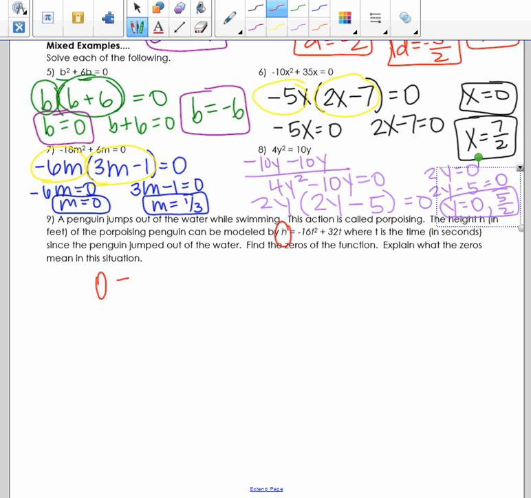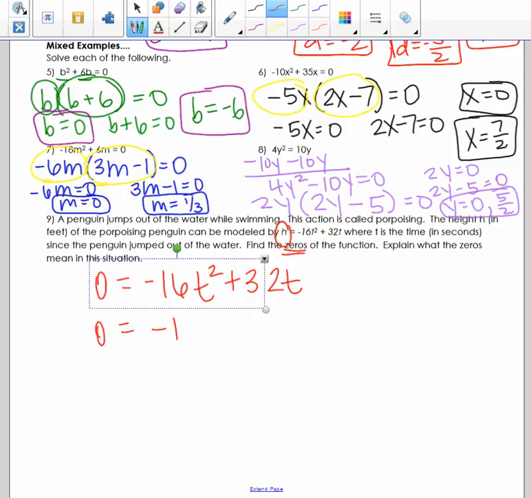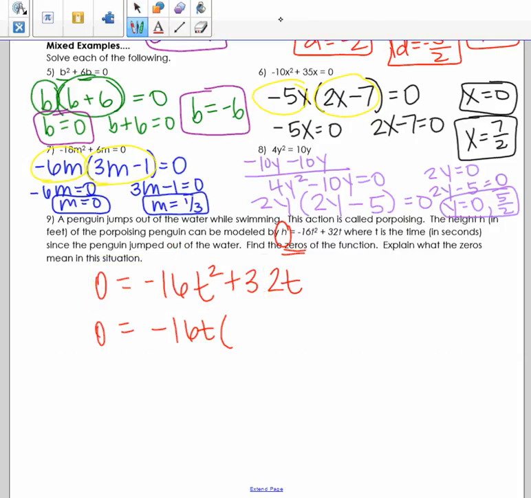So we have 0 equals negative 16t squared plus 32t. So if I'm going to find the zeros, which are x-intercepts, I'm going to go through. My GCF here is going to be negative 16t. And then I am going to be left with, I wanted to take out that negative, t minus 2. So when you multiply these back together, negative 16t times t is negative 16t squared, and negative 16t times negative 2 is a positive 32.